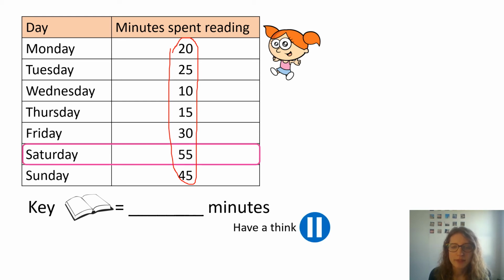Okay, so have a think. We've got 55 for Saturday. If we do it in ones, that would take us ages to do, wouldn't it? Drawing 55 books, it would take too long. If we did it in twos, that would still take a really long time, so we need to think a little bit bigger. You could do it in 5s or even in 10s like we've selected on here. Either would work.